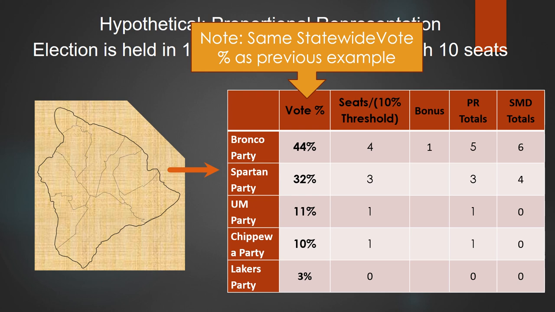So then in the proportional representation system, what you end up with is a system where the Broncos win 44% of the vote, and they end up with 50% of the representation. Spartans win 32% of the vote and they end up with 30% of the representation. 11% of the vote, 10% of the representation, 10% of the vote, 10% of the representation, and so forth. We compare that to the single member district system. Compare that with 60% versus 50%, 40 versus 30, 0, 0, 0, 0.